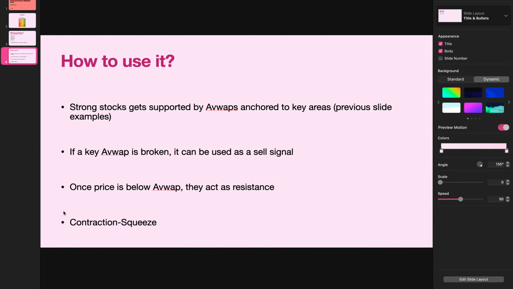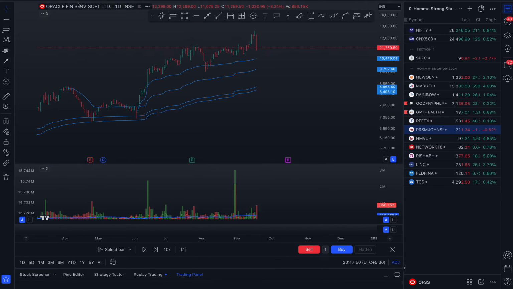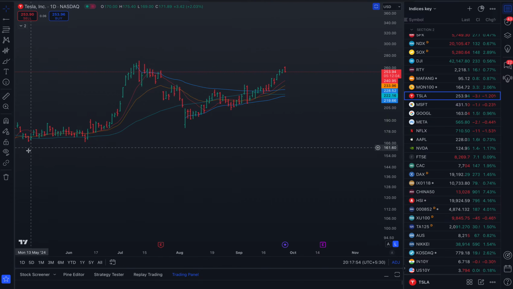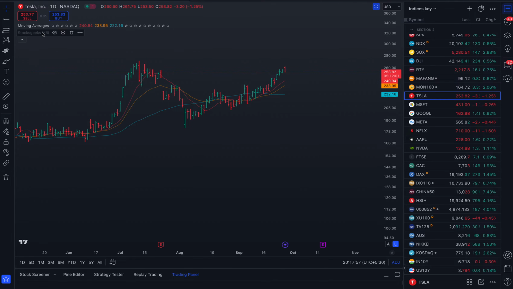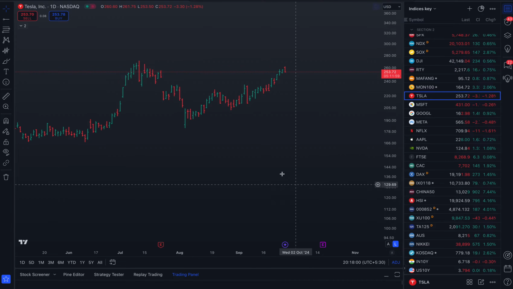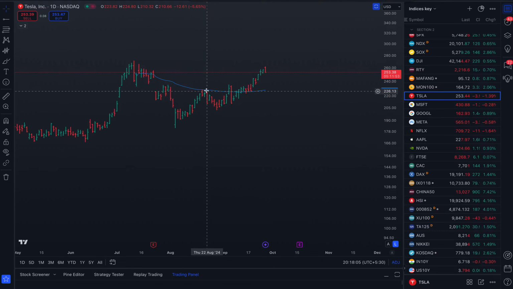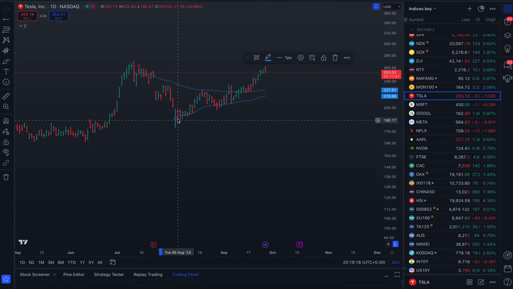And one can also use this as a contraction squeeze. So for example, one example can be Tesla. If you see here in Tesla, if I clip an AVWAP on the swing high here, you can see that once the price moved below the AVWAP, it is now used as a resistance, or the price acted as resistance. Here it broke out, but again went down. And if you clip an AVWAP on the swing low, then it is actually acting as support.